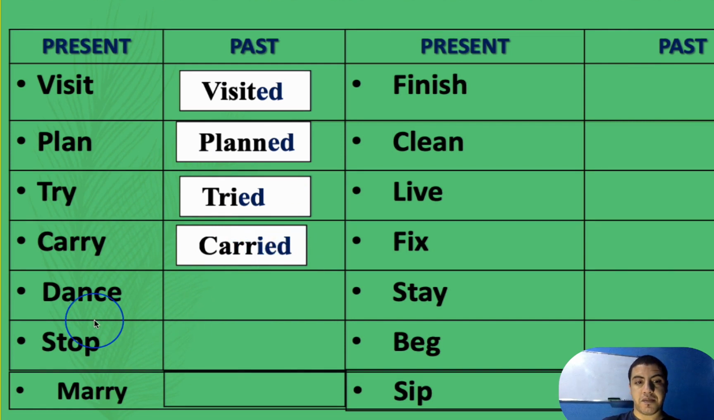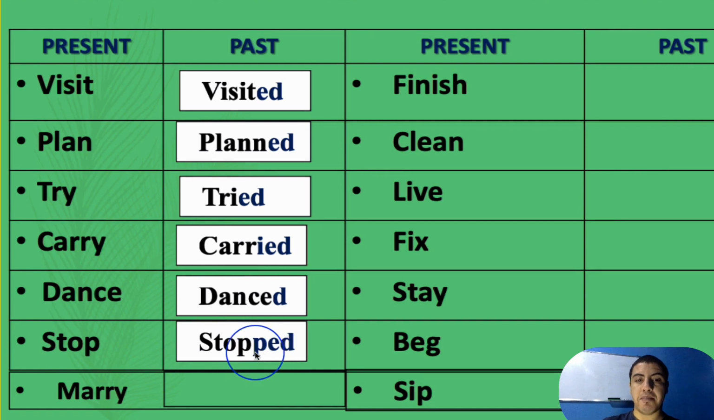Dance. Pay attention for dance. Here we have E at the end. So what do we do? Just plus D. It is not ED because we already have E. Okay? Stop. Pay attention again, stop. Consonant, vowel, consonant. One syllable verb ending in one vowel and one consonant, so it is double P. Remember that here we have double P.